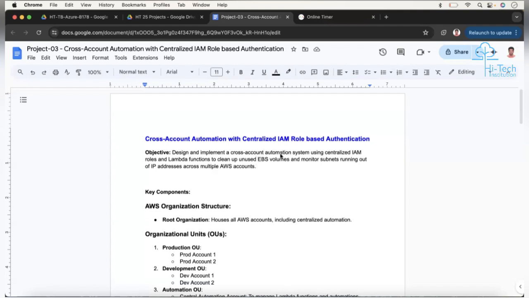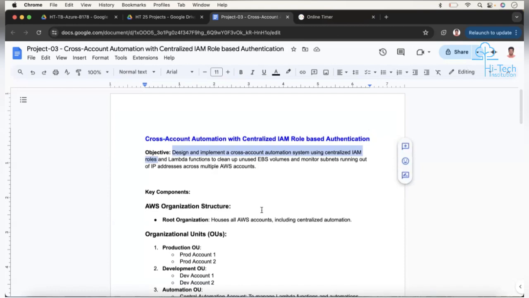So let's get started. As I said, for project 3, we are going to talk about cross-account automation with centralized IAM role-based authentication. What is meant by cross-account automation? What is meant by centralized IAM role-based authentication? There are two terms mentioned here. You can see the objective of today's use case: design and implement cross-account automation with centralized IAM role. We are going to plan and implement a cross-account automation.